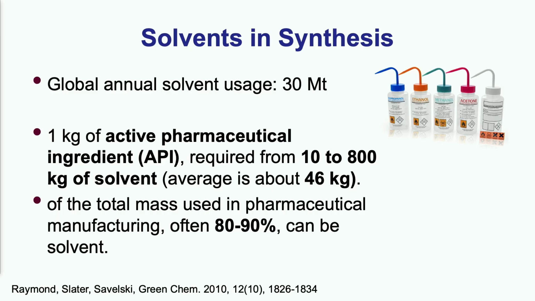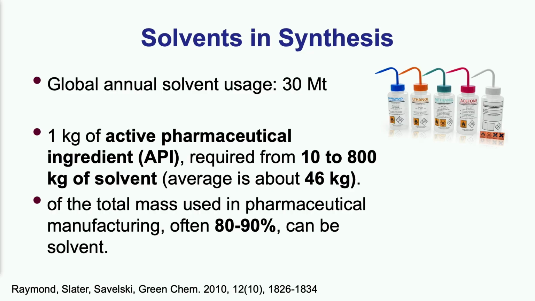Solvents in chemistry are a huge issue. Global annual solvent usage is about 30 million tonnes a year. So that's a lot of mostly petrochemically derived materials and also a lot of waste.